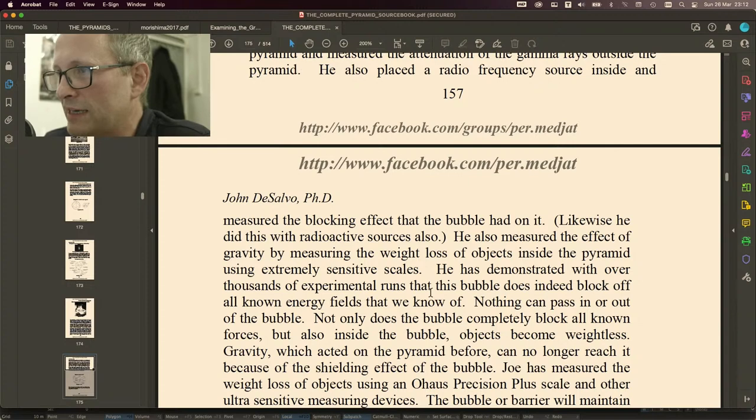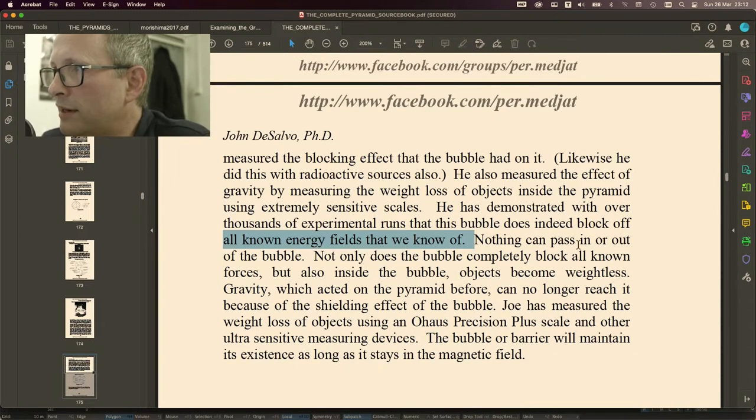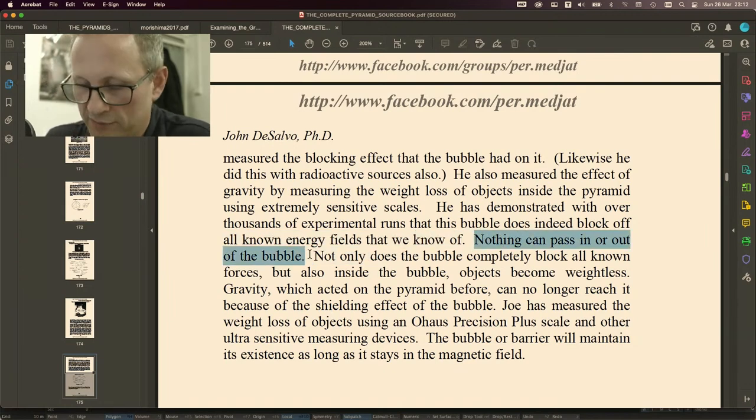He has demonstrated with thousands of experimental runs that his bubble does indeed block off all known energy fields that we know of. Nothing can pass in or out of the bubble.